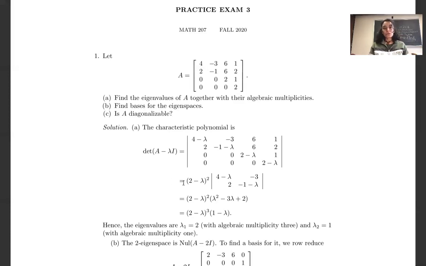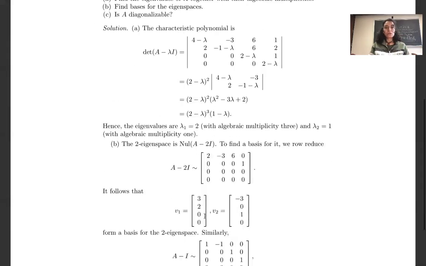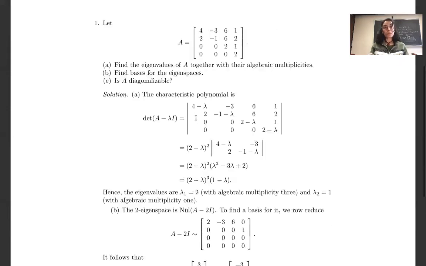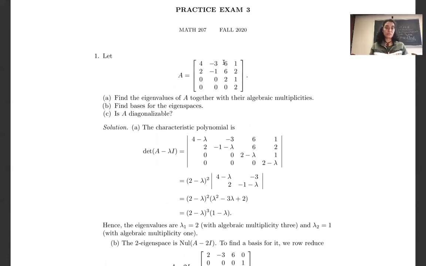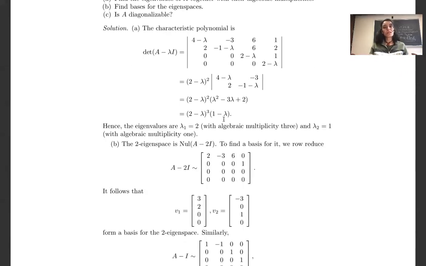When you do the calculations, as you see, you will get 2 and 1 as the eigenvalues. Normally here I have a 4x4 matrix, so for a 4x4 matrix I expect to find at most 4 eigenvalues. It can be less, but at most 4. When you do the calculations, I see that I have 2 eigenvalues because I have algebraic multiplicity: the eigenvalue 2 appears 3 times in my polynomial. So my eigenvalues are 2 and 1.